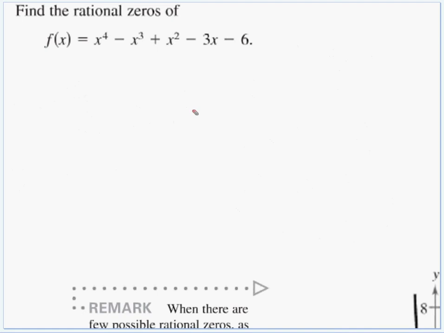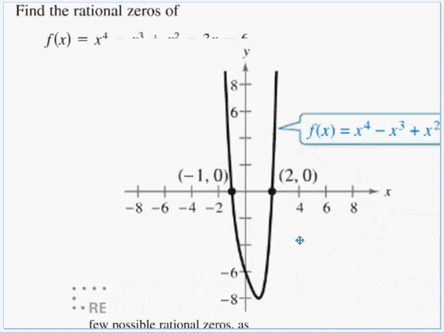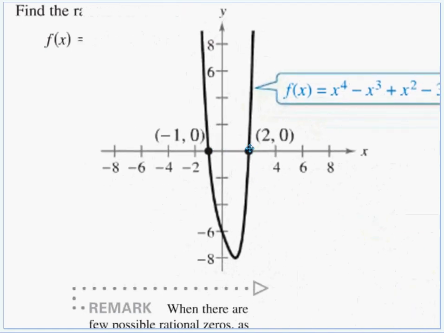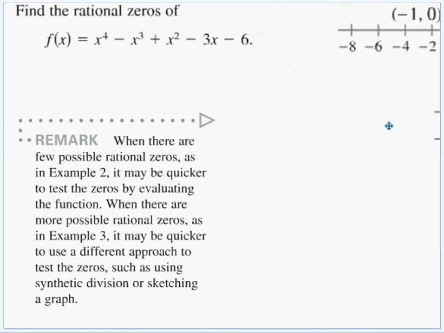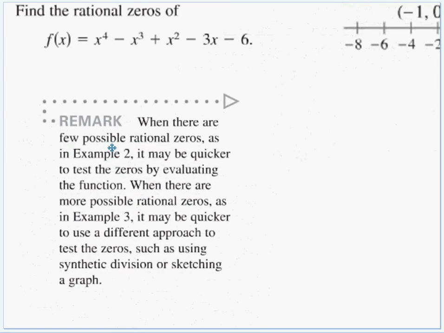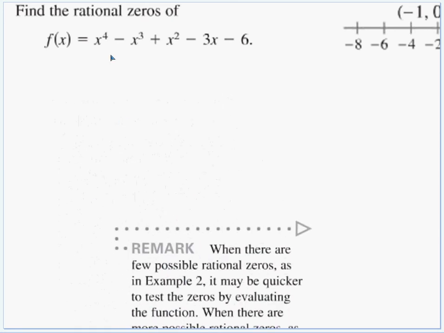Okay, there's a remark down there. Let's look at the graph. What's the graph look like? Okay, we found these two. That's where we crossed the x-axis. Remember, our other ones were imaginary, so they're not going to be crossing the x-axis there. And the remark: when there are few possible rational zeros, as in example 2, it may be quicker to test the zeros by evaluating the function. When there are more possible rational zeros, like example 3, the one we just did, it may be quicker to use a different approach, such as synthetic division or sketching the graph.